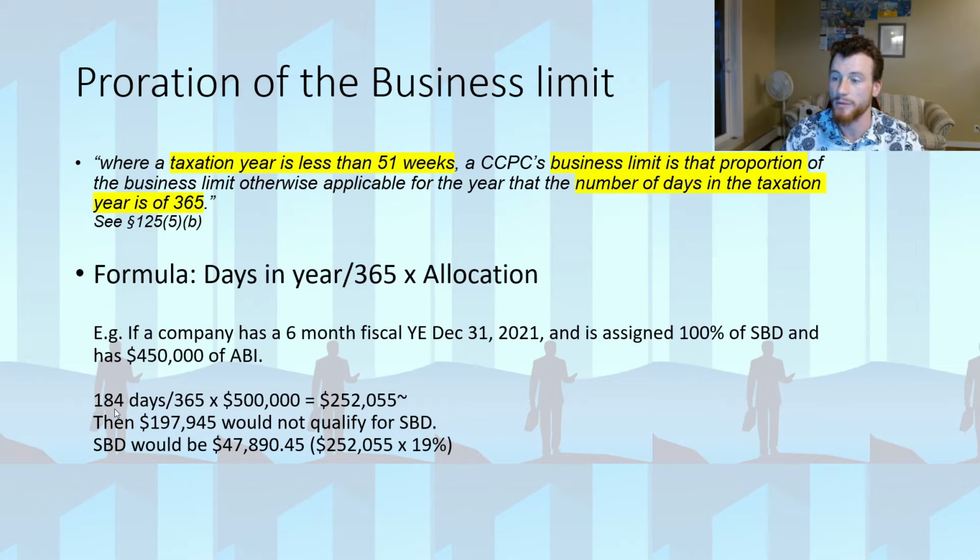However, because it's only 6 months, we have to account for 184 days of that 6 months, divided by 365, and then times the full business limit that we want to allocate, which would only qualify for $252,000 worth of business limit that we can apply. That means that the remainder would not qualify for the small business deduction, and a simple calculation results in almost $48,000 of small business deduction that can be used to reduce taxable income.